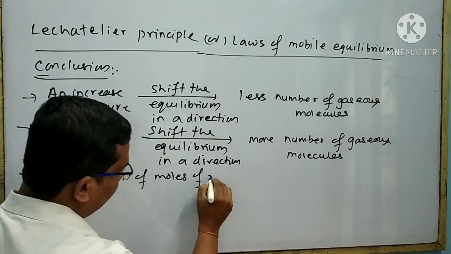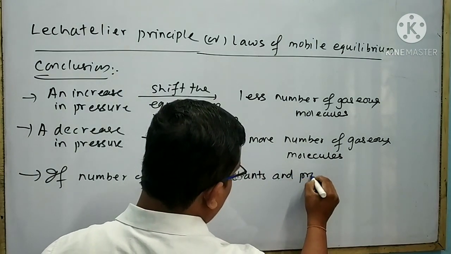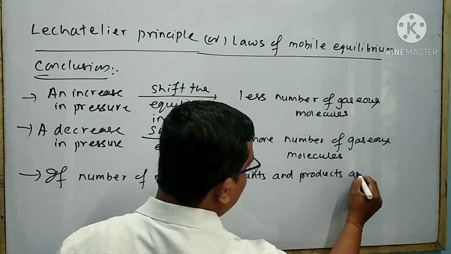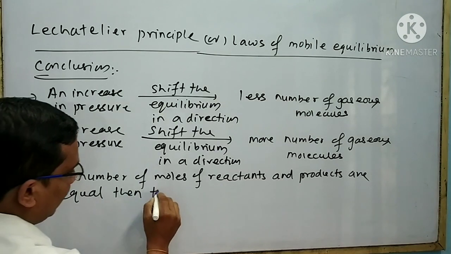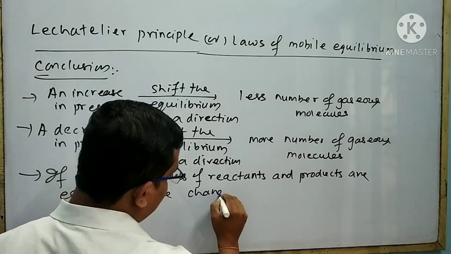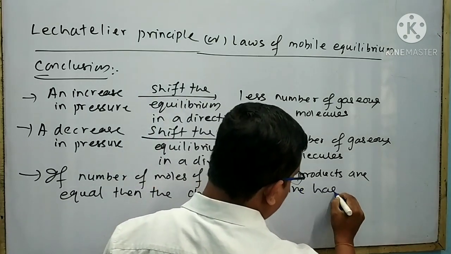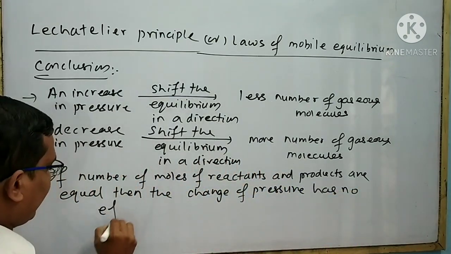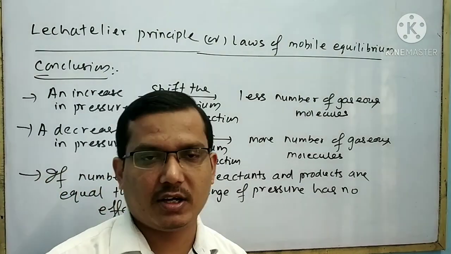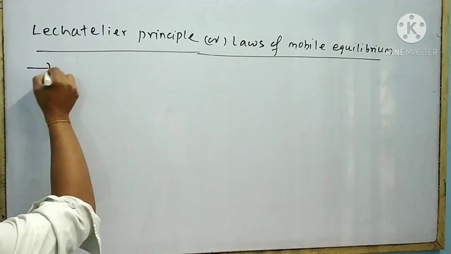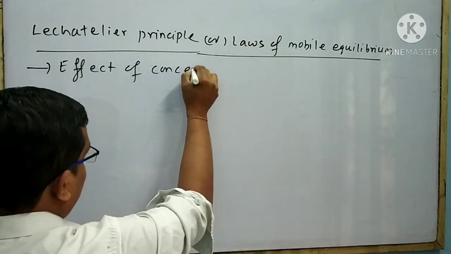Next point, if the number of moles of reactants and products are equal, then the change of pressure has no effect. This is all about the effect of pressure. Next, I want to explain about the effect of concentration.